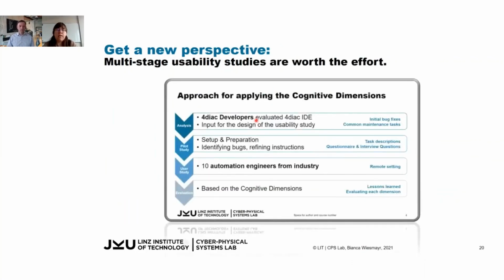Finally, to summarize, we can say that multi-stage usability studies are worth the effort. The tool has really changed significantly, and we have found a lot of interesting trade-offs in the cognitive dimensions. The cognitive dimensions also provided us a vocabulary for discussing these trade-offs, and the approach was really worth it. It was worth getting feedback from industrial experts on the tool and the language. We could get feedback on our initial fixes, and also within the user study, we appreciated the multi-stage approach where we sometimes found differences in the results from the questionnaire and our own observations.